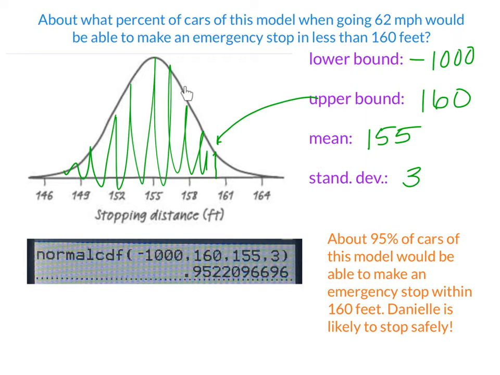So I want to know what the area or the likelihood or proportion, whatever you want to call it, of this whole green area is going to be. So my upper bound is 160. I'm going to put those two values there. And our mean with an unstandardized curve is 155, and our standard deviation is 3. So we get a result of 0.9522, and so on. So if I move that decimal point 2 to the right, that gives me about 95% of cars of this model would be able to make an emergency stop within 160 feet. So Danielle is likely to stop safely. Love that for Danielle.